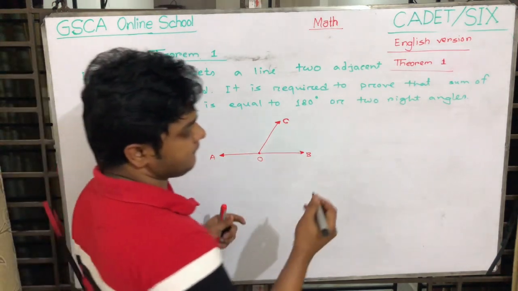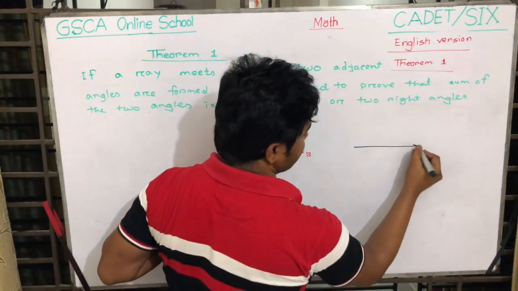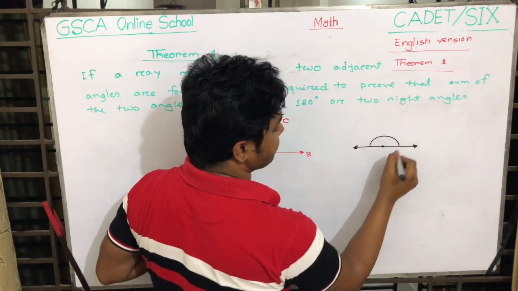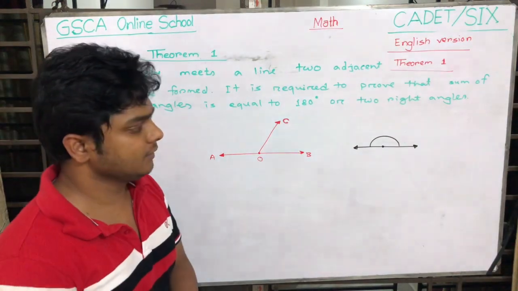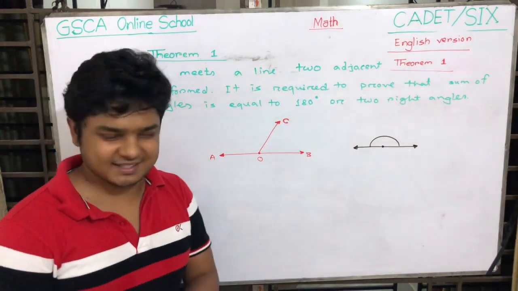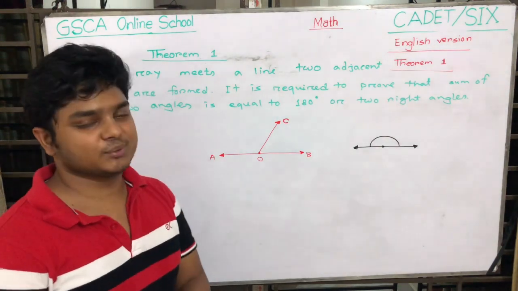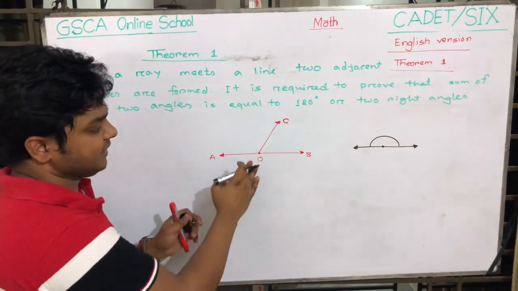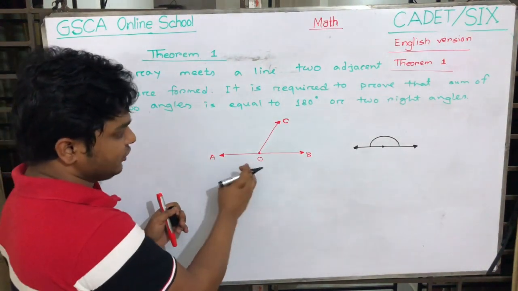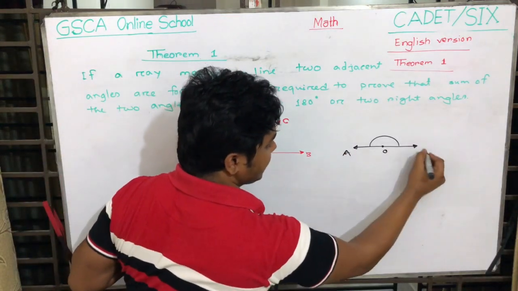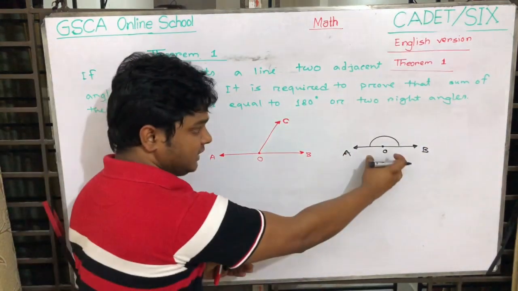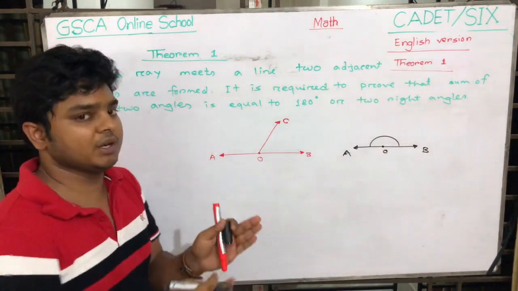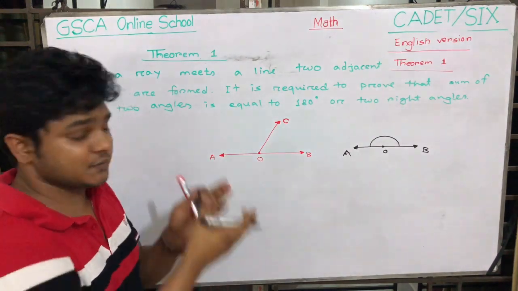Okay, tell me one thing: a straight line is equal to how much degree? It's a silly question, right? We all know that a straight angle is equal to 180 degrees. Just think about it: if the ray is not remaining here, then AOB will remain like this. If this is equal to 180 degrees, then why will the sum of these two not be 180 degrees? So simple, right?